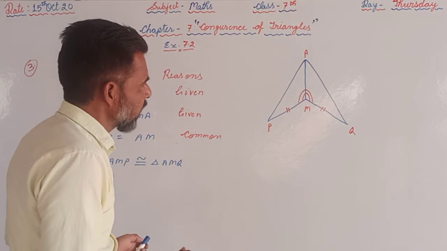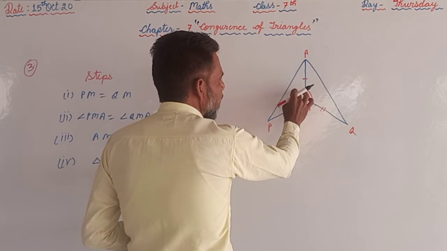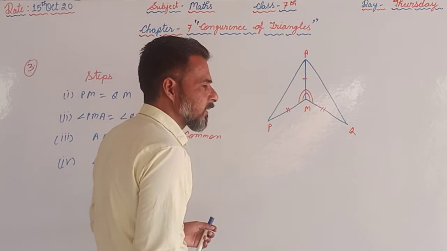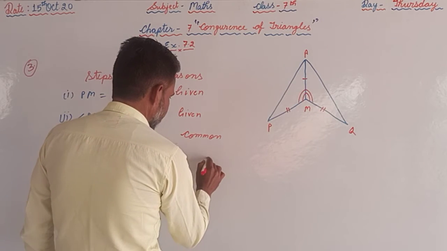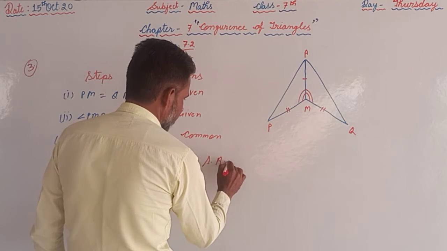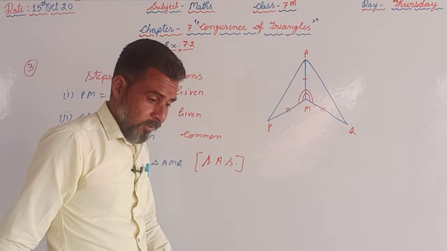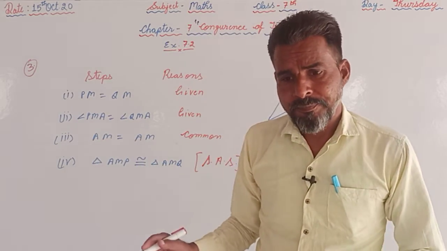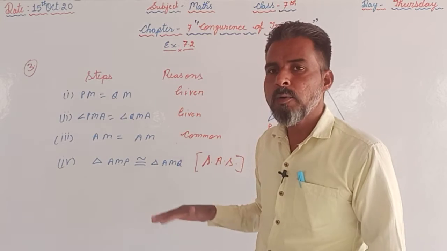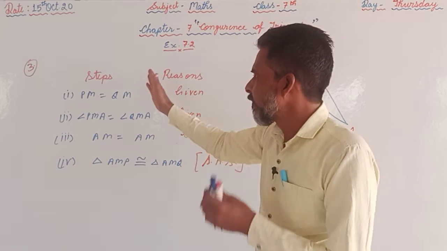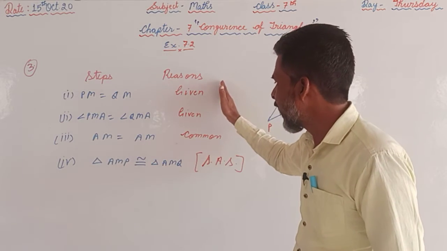So which criteria are we using here? This side is common, that side is equal, and the included angle is also equal, that is given. So the criteria we are supposed to use will be side angle side. So this is the criteria. So like this we are supposed to proceed with the question. In this question they have explained in a good manner how to proceed, how to prove the triangles congruent. We are supposed to collect the information about which corresponding parts are equal, and we are supposed to supply the reason for that.